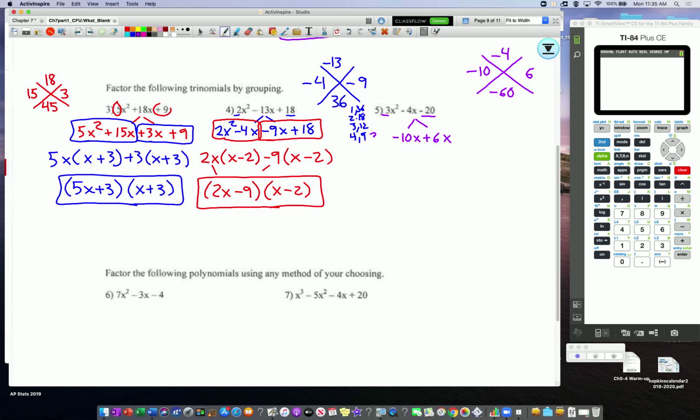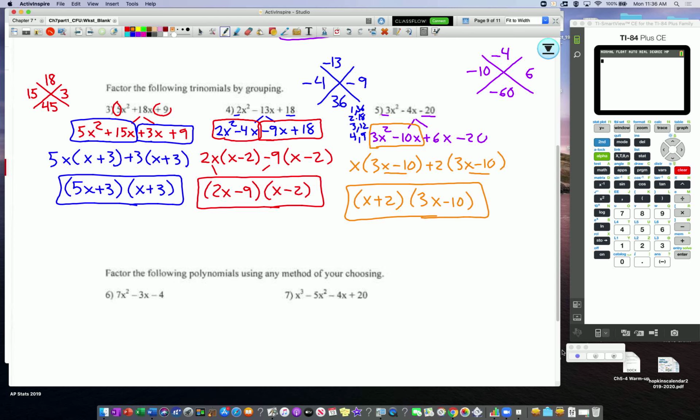So I have this 3x squared and minus 20. Now I want to group them together. These two only have an x in common, so I'm left with 3x minus 10. 6 and 20 only have a 2 in common. Look at that, 3x minus 10 ends up being the same thing, thank goodness. So I have x plus 2 sets of 3x minus 10s.